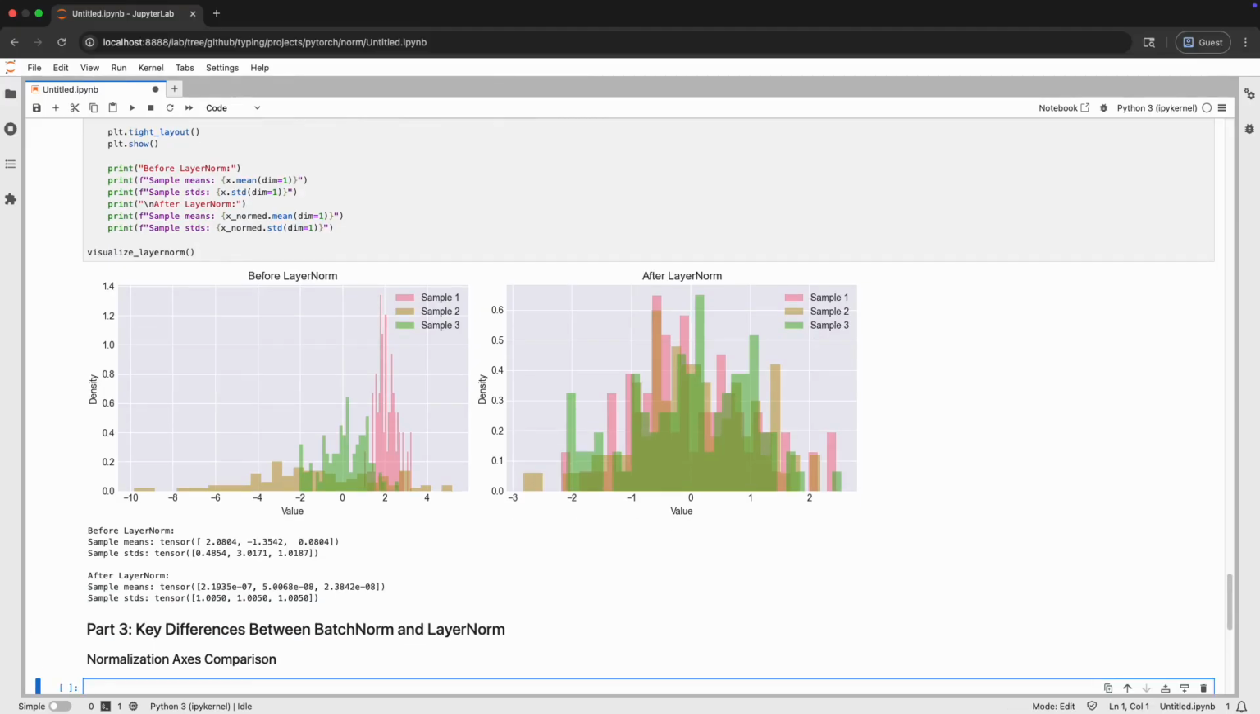Now in part 3, let's explore the key differences between BatchNorm and LayerNorm, starting with a visual comparison of their normalization axes.